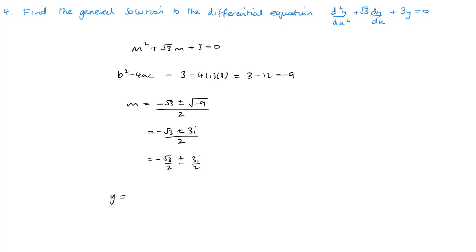Now the general solution to this one is e to the power. Now it's going to be the real value, so minus root 3 over 2x, and then brackets, a cos 3 over 2x plus b sine 3 over 2x. And there we have it. Okay, and that is now done and dusted. Right, let's have a look at the exam question.